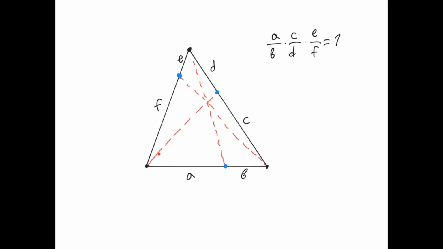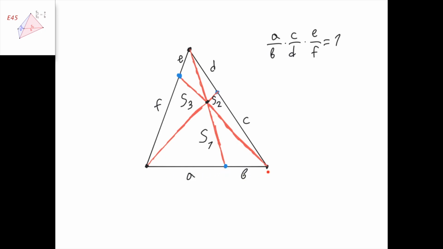Suppose first that we know that these 3 segments intersect at one point. Let the area of this triangle be S1. Let the area of this triangle be S2. And let the area of this triangle be S3. We know that A divided by B equals S3 divided by S2. We know that C divided by D is the area S1 divided by the area S3. And we know that E divided by F is the area S2 divided by the area S1.